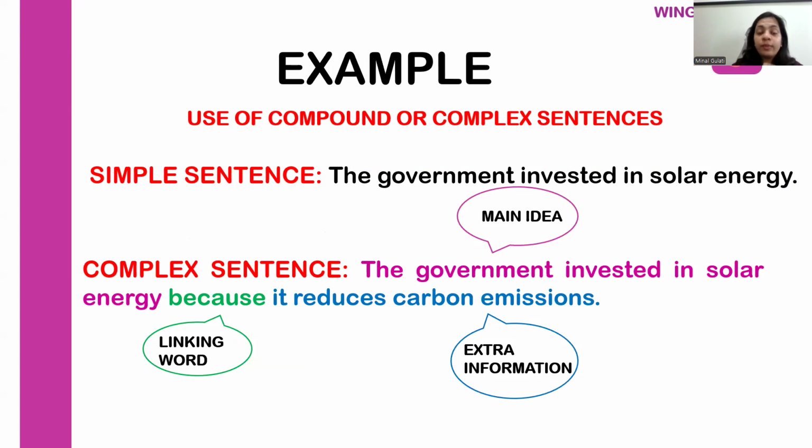And for example, how to frame a complex sentence. The simple sentence is: the government invested in solar energy. You can make a complex sentence out of this. The main idea is the government invested in solar energy. Because is your linking word, or you can say due to, which is giving the reason, because it reduces carbon emissions, which is the extra information at the end of the sentence. So you have to frame some complex sentences from the passage that will be given to you, and the word count should be around 68 to 72 words.